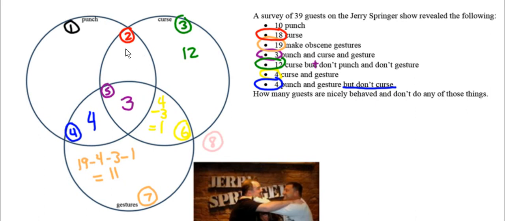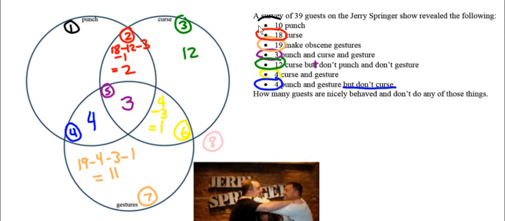And there's only one section left. Since the entire circle has to add up to 18, this section would be 18 minus 12 minus 3 minus 1. So take away the 12, take away the 1, take away the 3, and that gives you 2. So now you can see that 18 people curse, so the entire curse circle is made up of 12 plus 2 plus 3 plus 1, and that's where the 18 comes from.